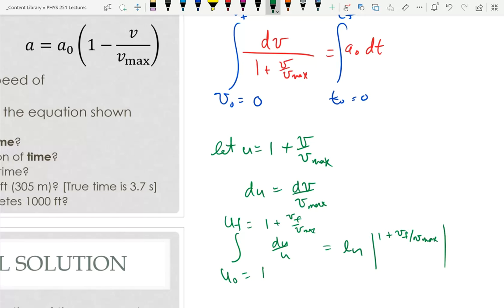I'll put divided by 1 because I gave myself space before I looked at what the lower limit was. So that's the integral of the left-hand side.